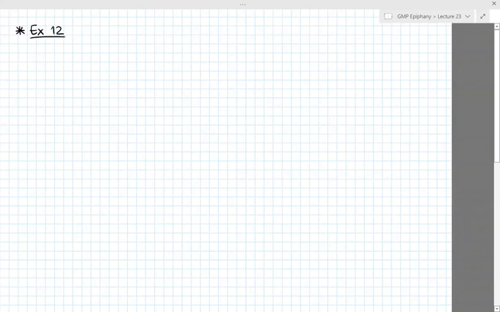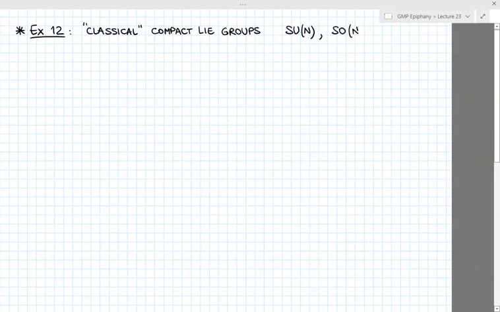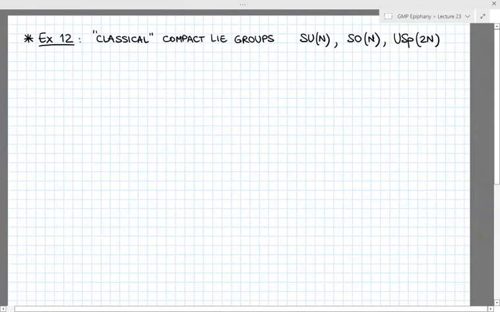Finally, we have the last exercise for today, which is a reminder of term one, but also of linear algebra, which is about so-called classical compact Lie groups: SU(N), special unitary n by n matrices, SO(N), special orthogonal n by n matrices, and USp(2N), which is unitary symplectic 2n by 2n matrices. Let me remind you what these groups are.